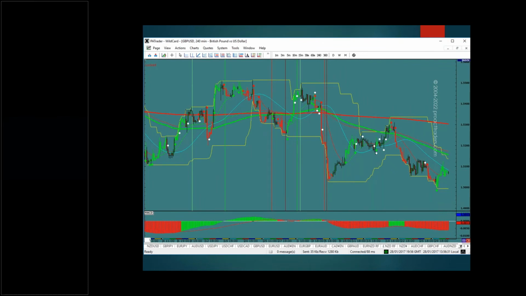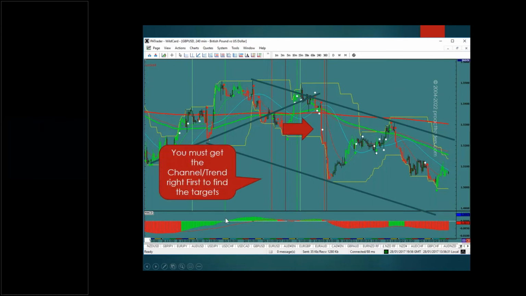So I've got a chart up here, and you can see that I've got a trend, right? There was a trend up, now there's a trend down. So you must get the channel or trend right first to find the targets, because that tells you direction. But as you can see very quickly here, the market moves down and moves back up. Why do they move back up? Because they run out of sellers and they have to go back up.